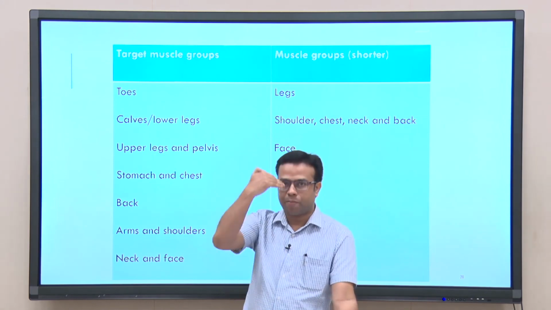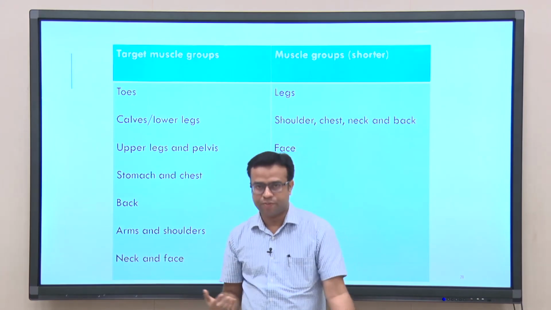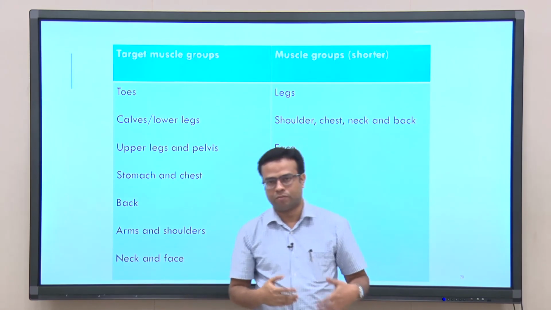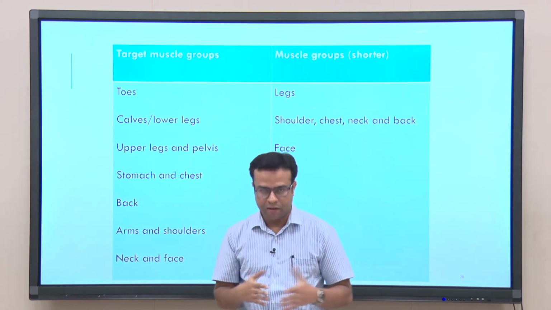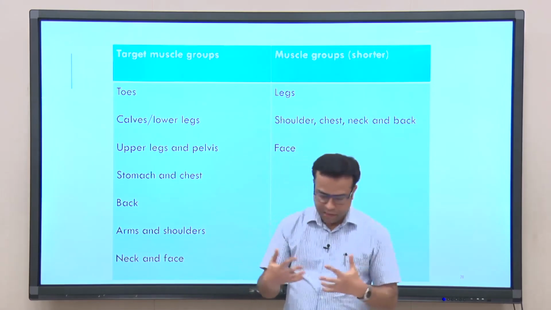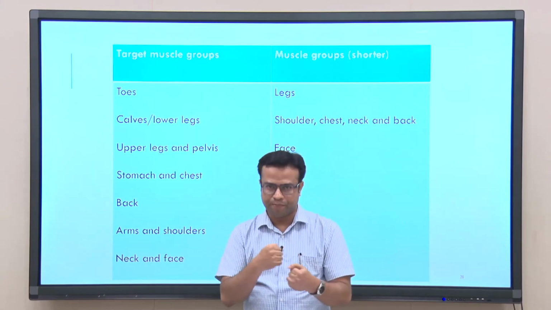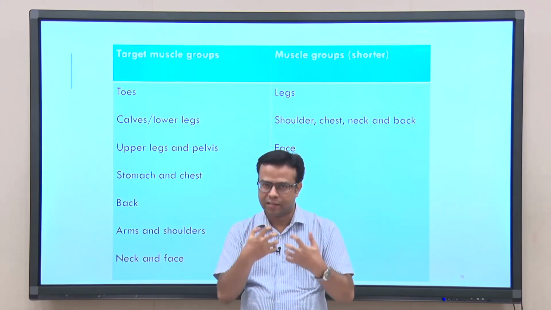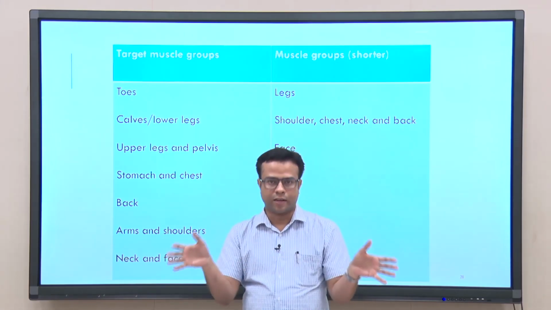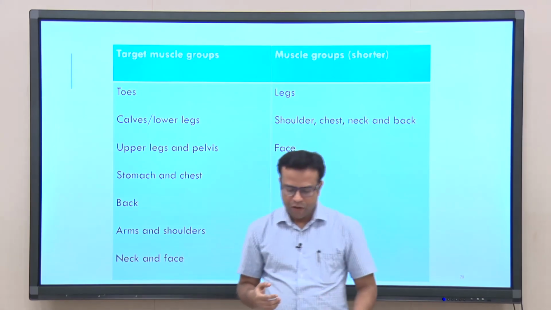If you come a little upper side of the body, then comes the upper leg and pelvis. The upper leg is between the knee and your hip area. You can tighten this muscle group by tightly squeezing both your thighs together, squeeze it, tense it, and then relax it. This can be done very easily.